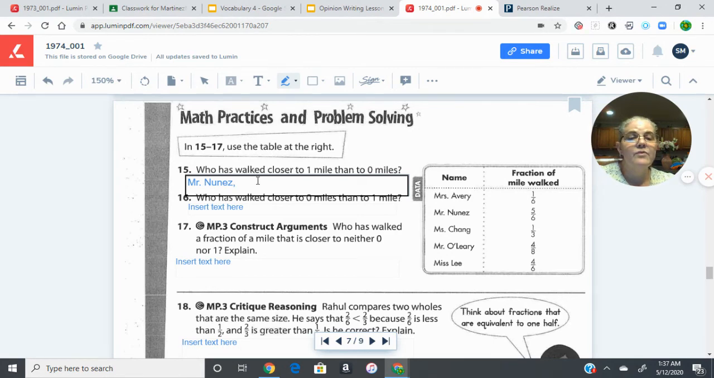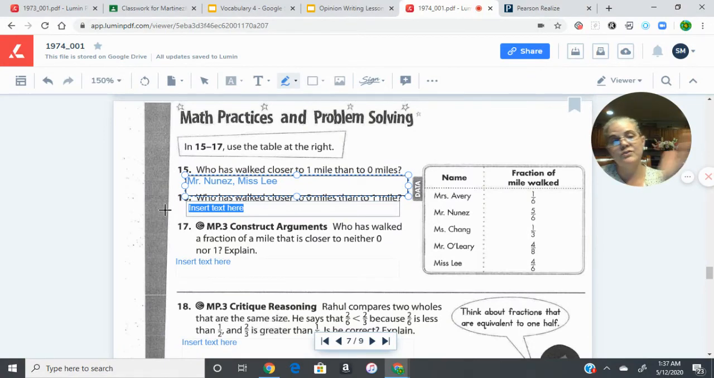And then let's look at the other choices. We've got 4/8, which would just be halfway there. And then Miss Lee, we have 4/6. So I think Miss Lee, pretty close. She is pretty close. Who has walked closer to 0 miles than to 1 mile? So which one's closer to the very beginning of the number line? We have Mrs. Avery and Ms. Chang.